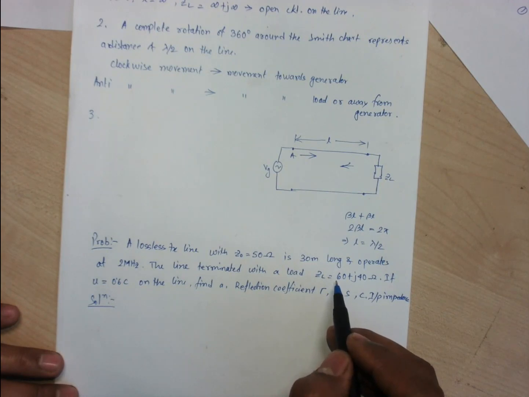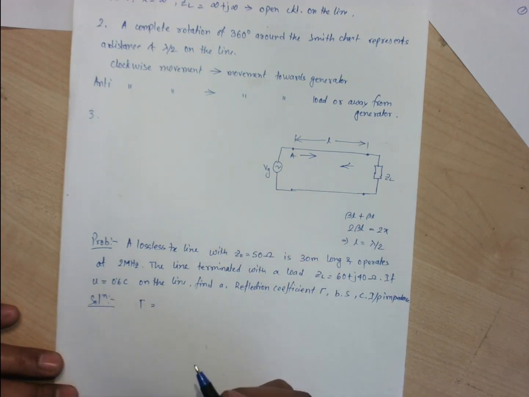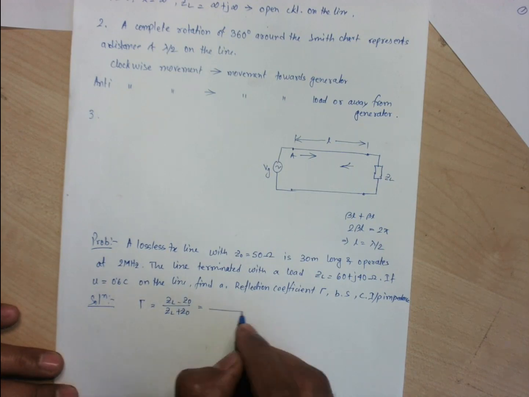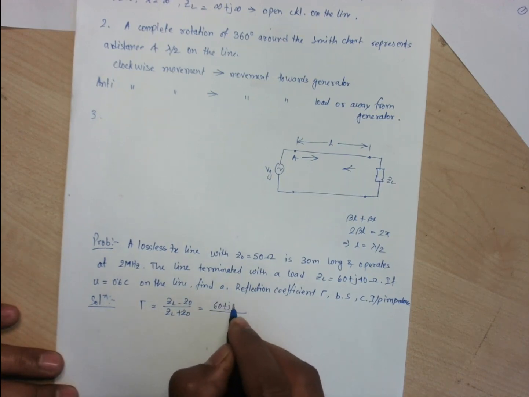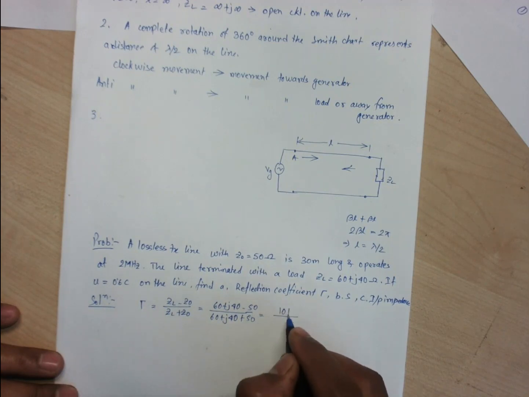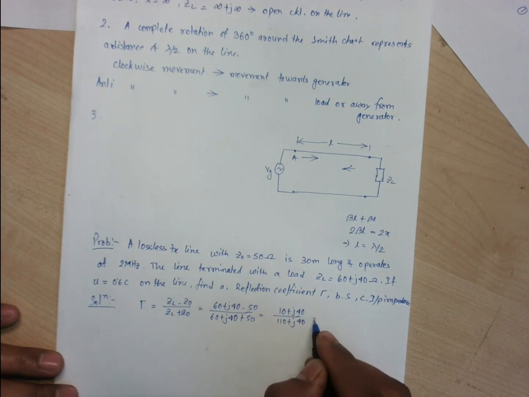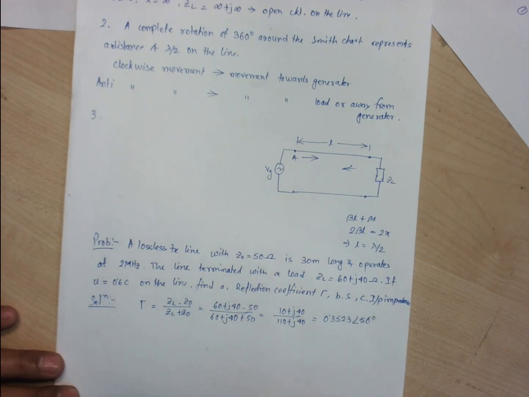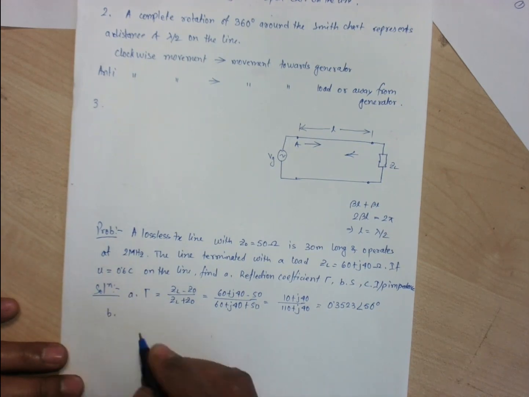So first of all we can easily find out gamma, because gamma has the relation with ZL and Z0: ZL minus Z0 by ZL plus Z0. So we have 60 plus J40 minus 50, over 60 plus J40 plus 50, right? So it is 10 plus J40 by 110 plus J40. It comes out as 0.3523, with an angle of 56 degree. That is part A.